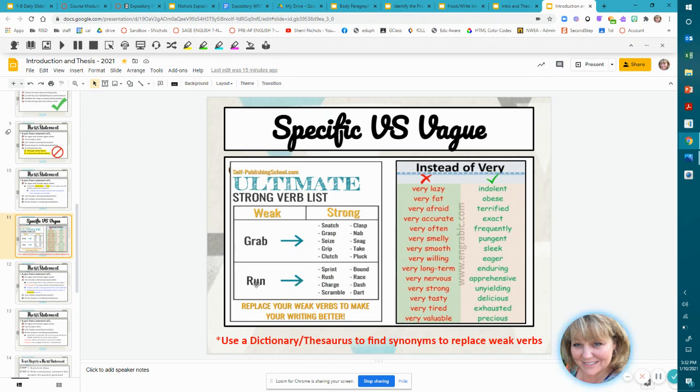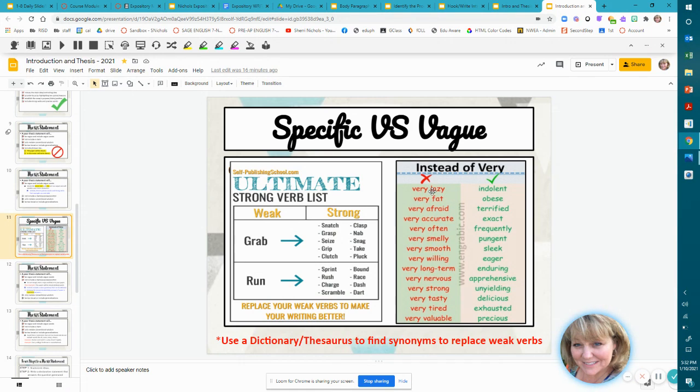And you could say run, but that's pretty vague. What kind of run? There are a lot of different types of runs. Is it a sprint? Is it a rush? Is it a charge? Is it a scramble? Is it a bound, race, dash, dart? So replace your weak verbs to make your writing better.